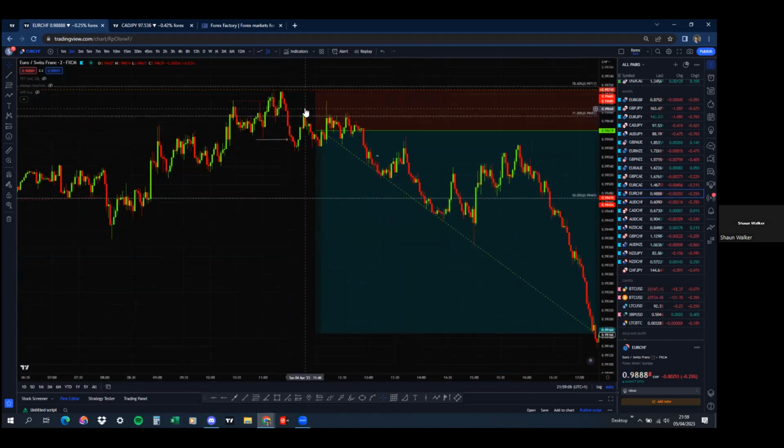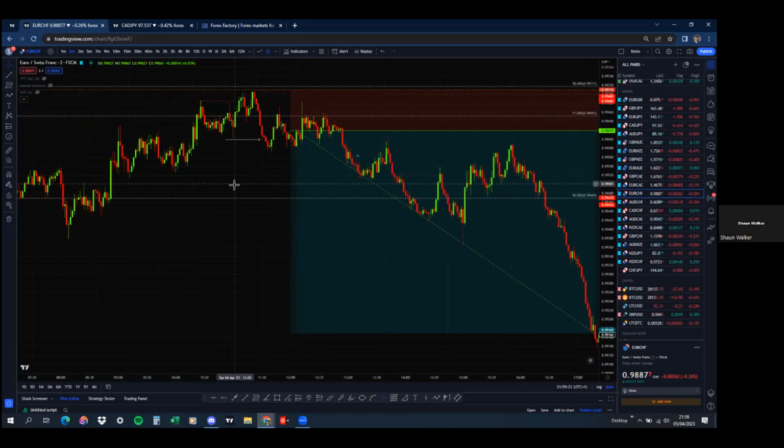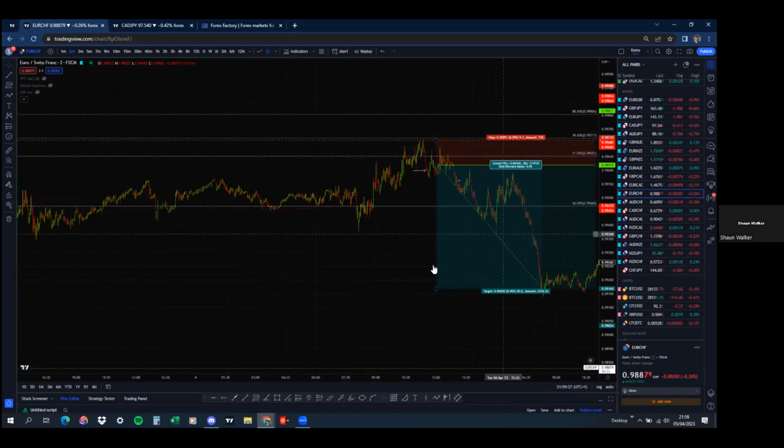When I was watching it, I saw this candle come in, this wick rejection to come down, and then we've had another one, and then I saw this wick rejection here and this bearish candle come in, and that's when I entered. And once I entered, that was it. I just let it do its thing, and it was a pretty good trade.